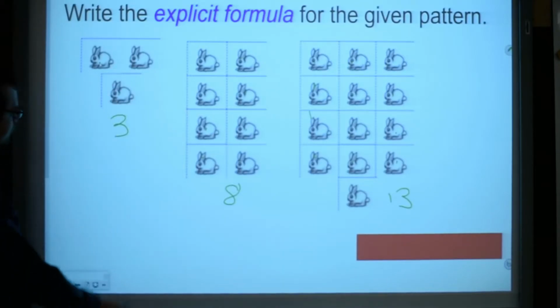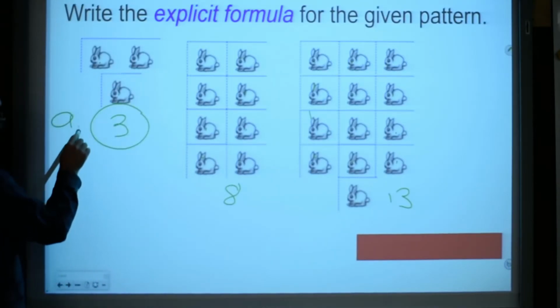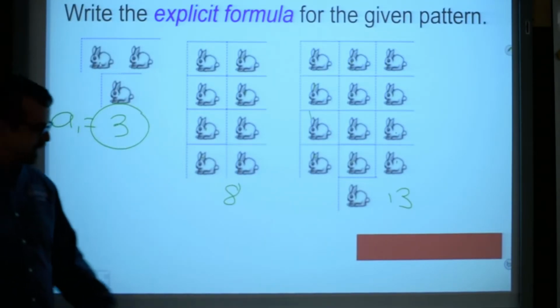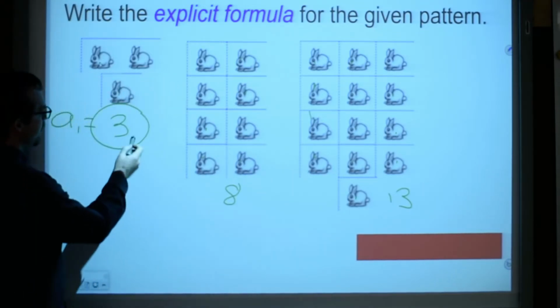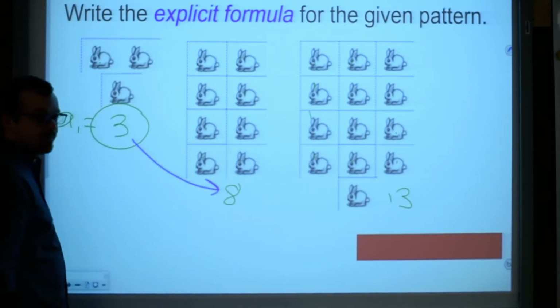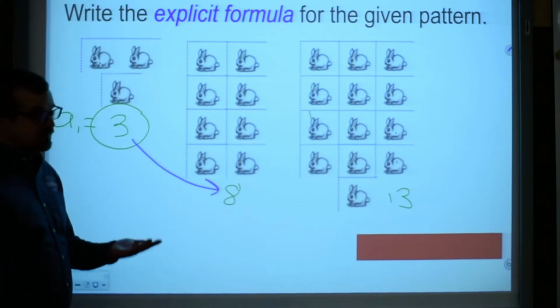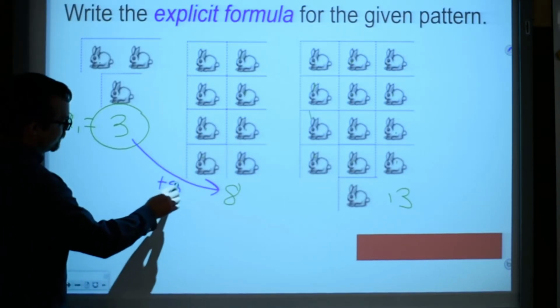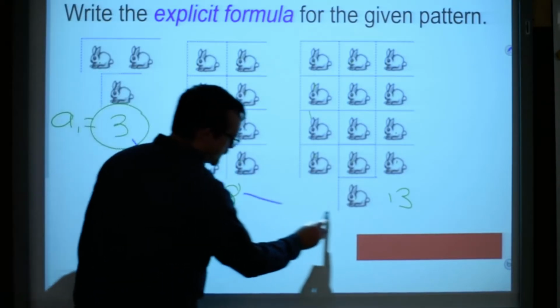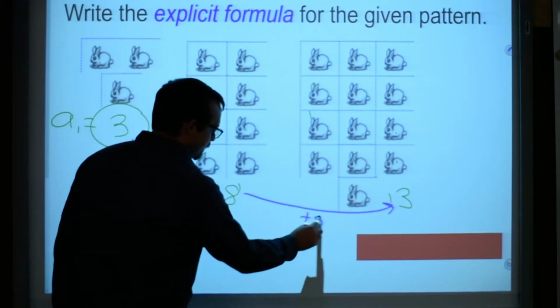So my first term is right here. That's my first term. My first term is 3. And then we're doing what each time? We actually are not multiplying like rabbits do, right? We got 3 to 8. Let's see here. I don't know what plus 3 5 times what? It doesn't work. So let's try plus 5. That works. Let's see if plus 5 works again. 8 plus 5, that's 13.